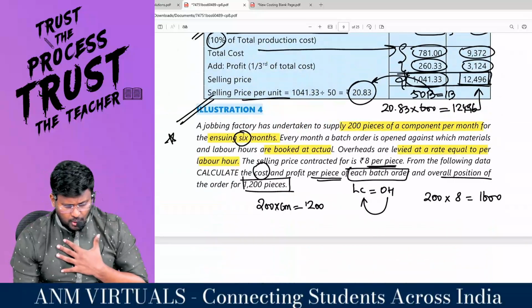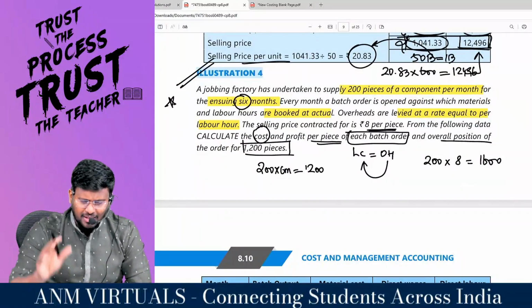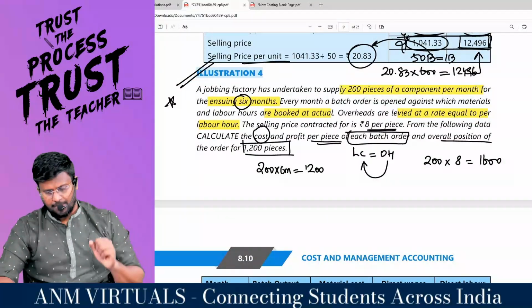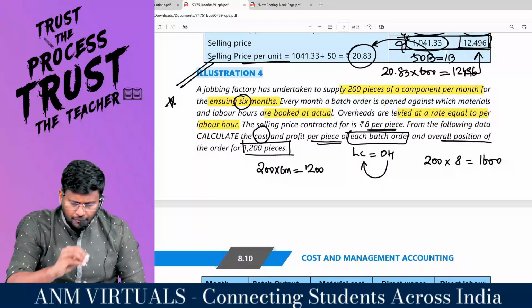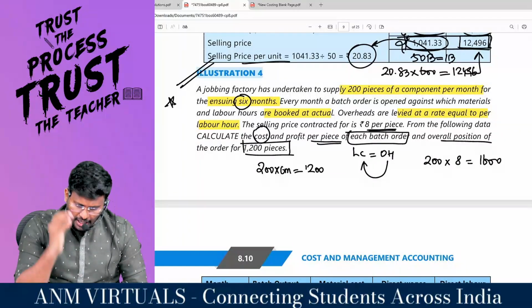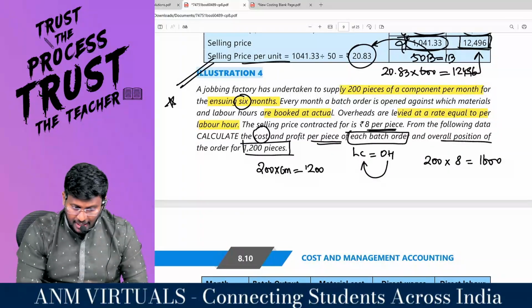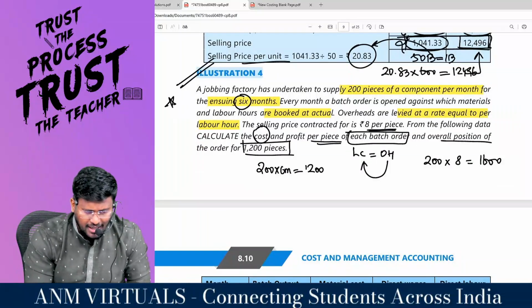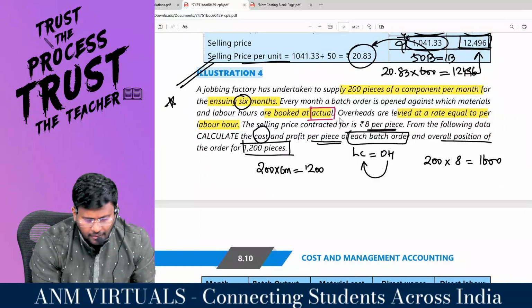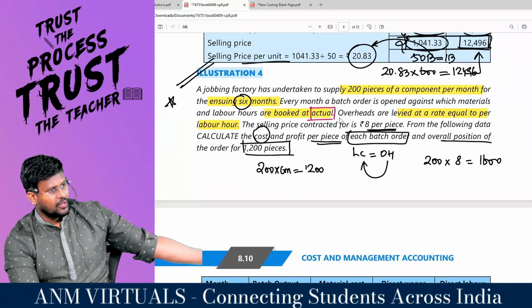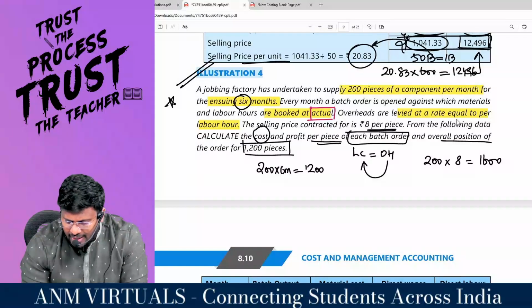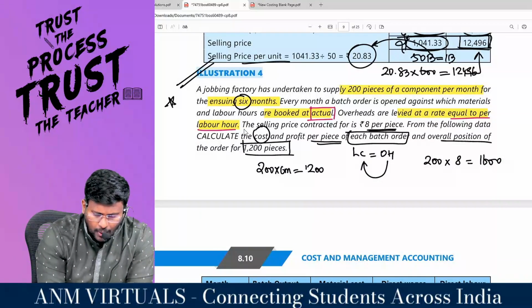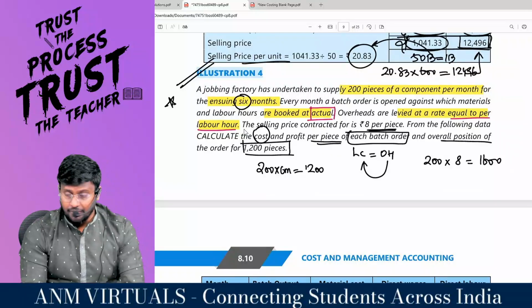What they want in the question, look at it. A jobbing factory has undertaken to supply a number of pieces of a component per month for the ensuing months. Every month a batch order is opened, against which material and labor are booked at actuals. That's why every month it is not one and the same. Comfortable? Overhead are levied at a rate equal to per labor hour. That's what they have given, the labor hour.